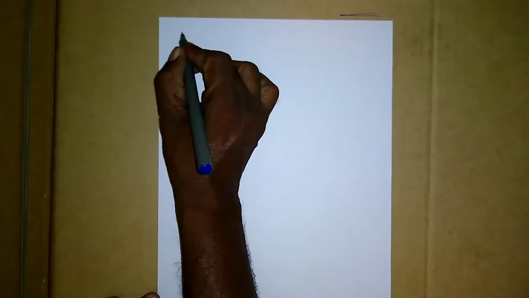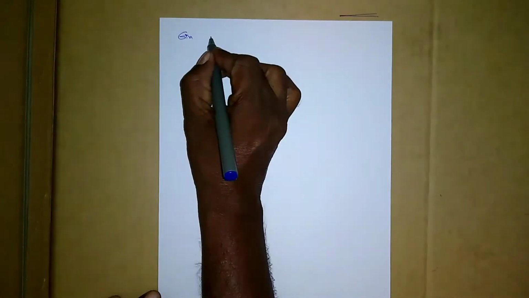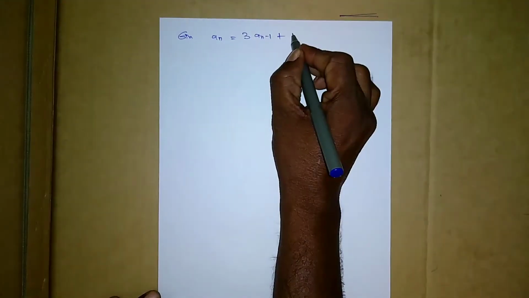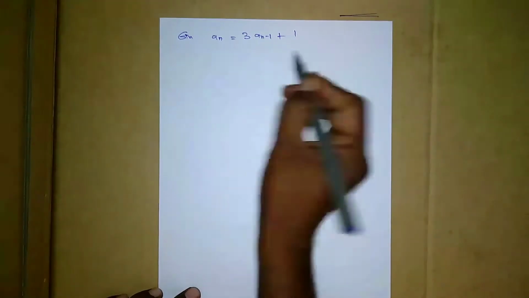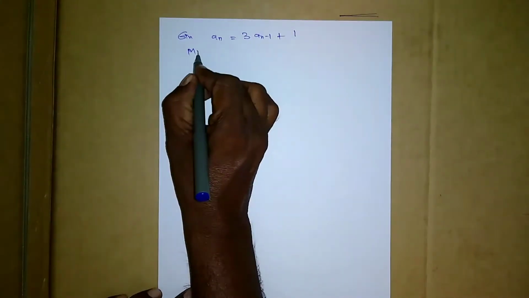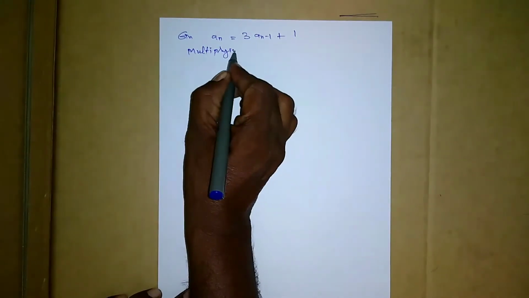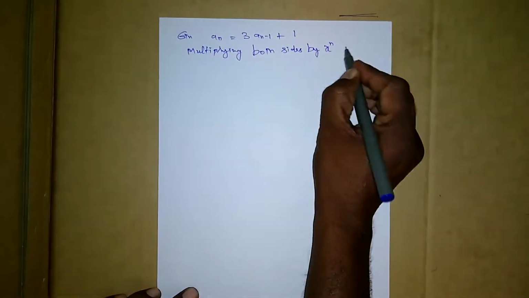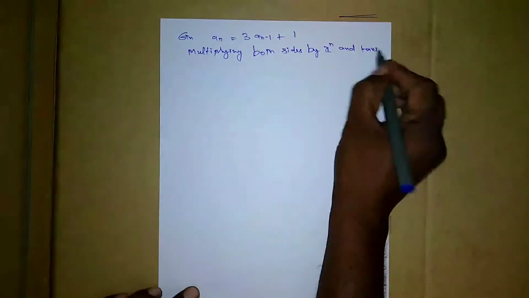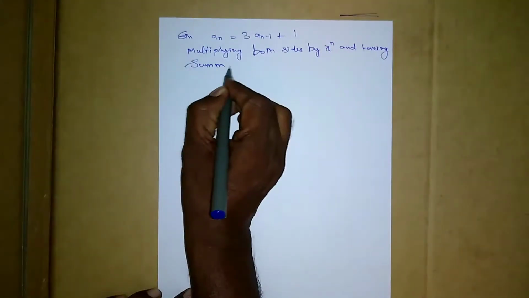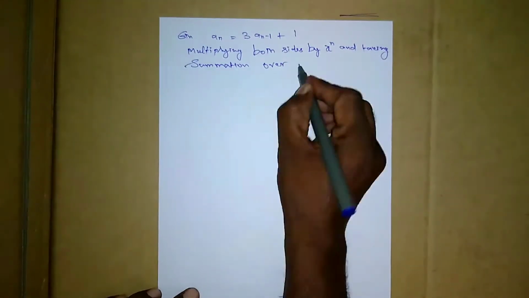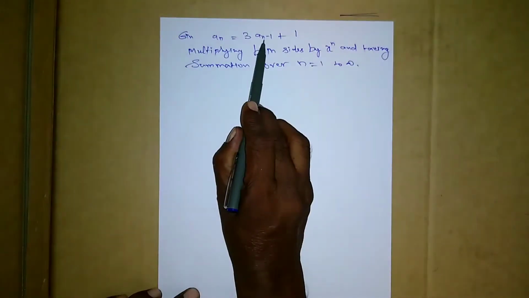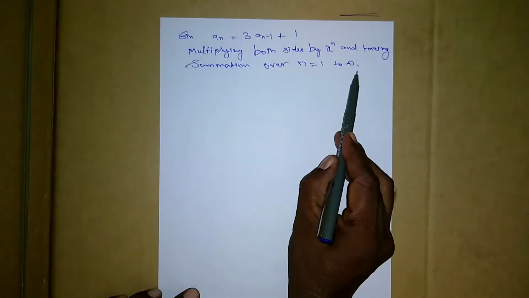Now given the recurrence relation a_n = 3a_{n-1} + 1, multiplying both sides by x^n and taking summation over n = 1 to infinity, because if we put n = 1 here, it gives the minimum value a_0. Therefore we are putting n = 1 to infinity.